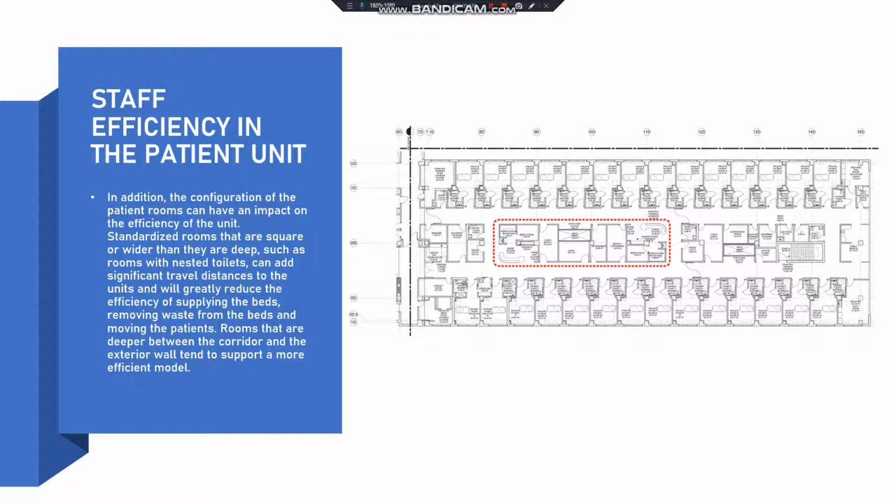Standardized rooms that are square or wider than they are deep, such as rooms with nested toilets, can add significant travel distances to the units and will greatly reduce the efficiency of supplying the beds, removing waste from the beds, and moving the patients. Rooms that are deeper between the corridor and exterior wall tend to support a more efficient model.